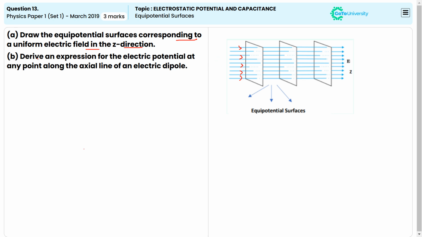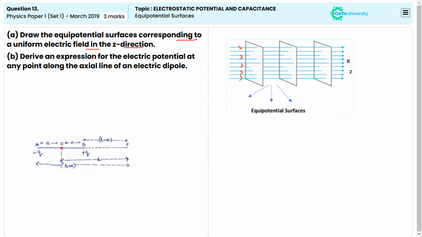Part B. Derive an expression for the electric potential at any point along the axial line of an electric dipole. See the diagram here. This is the electric dipole. This is point O, and here is the minus Q, and here is the plus Q. The point minus Q is denoted by A, and plus Q is B, and from the center to B it is A, and from the center to minus Q it is also A distance.